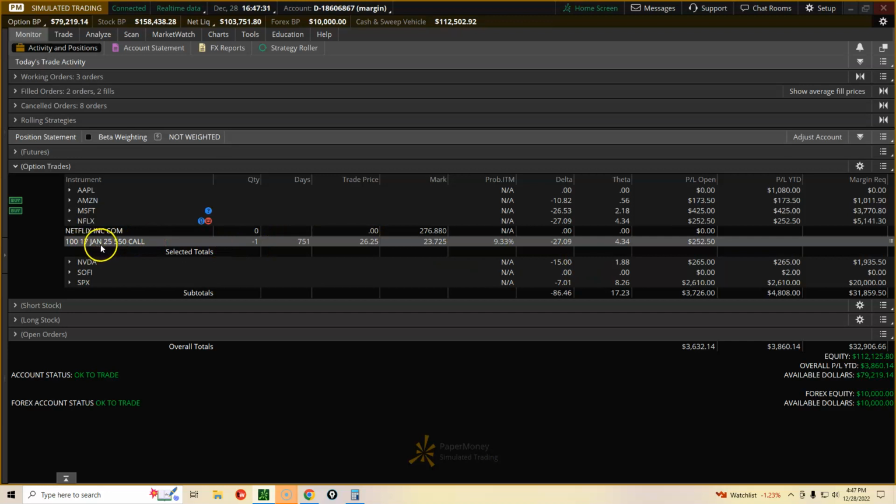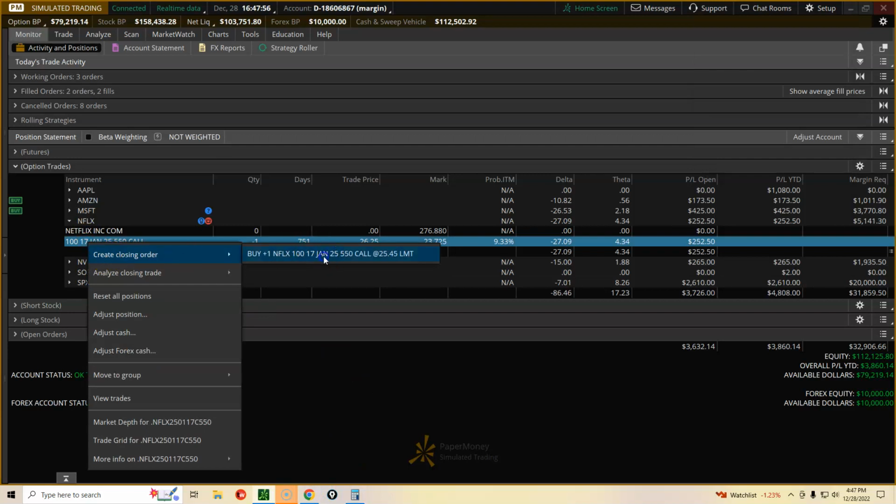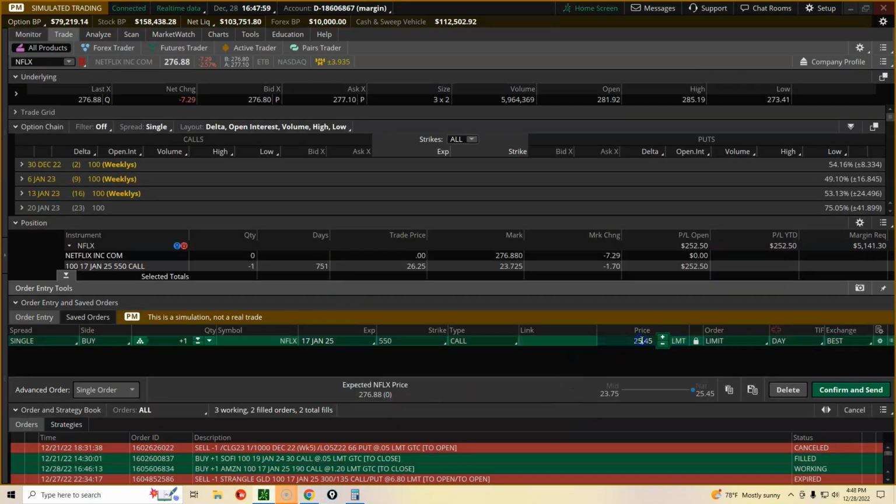Okay, so Netflix, let's do the same thing for that. Same thing, January 17th, 2025, $550 strike price call. I sold one and brought in about 2,600 bucks. $2,625 divided by 2, 1312. So we'll create this closing order at 1312. Make that good till cancel.